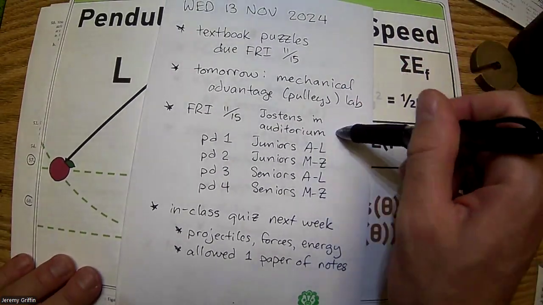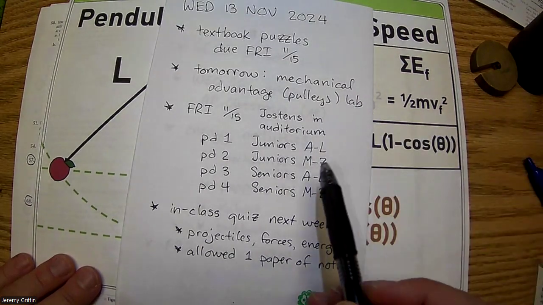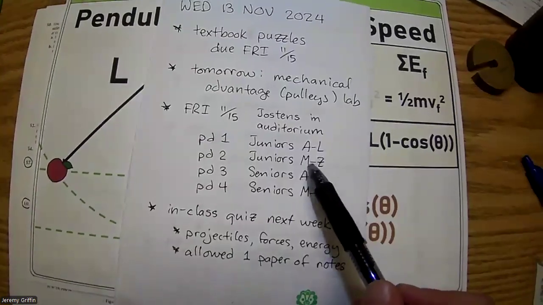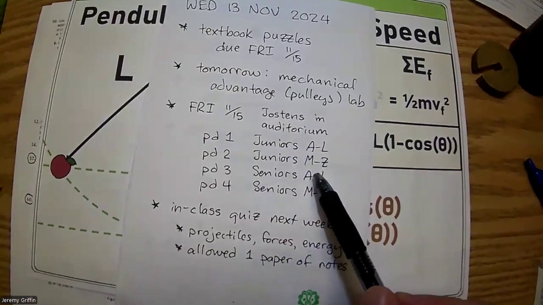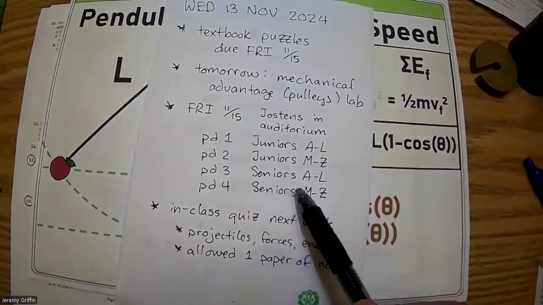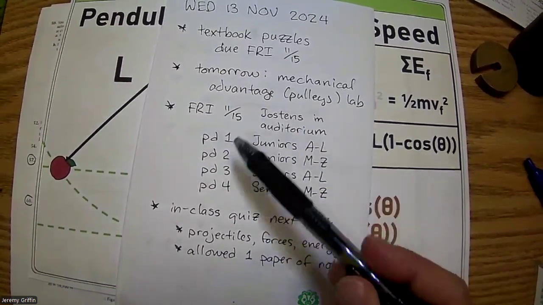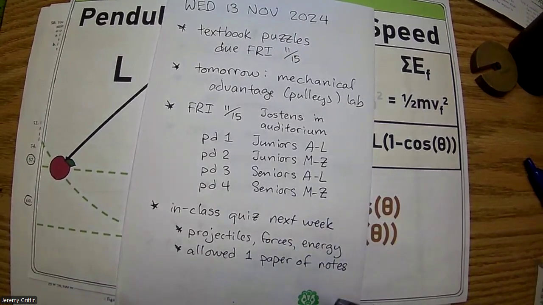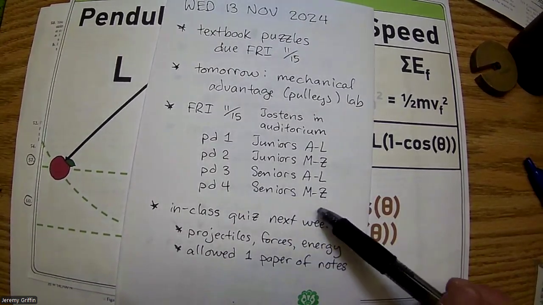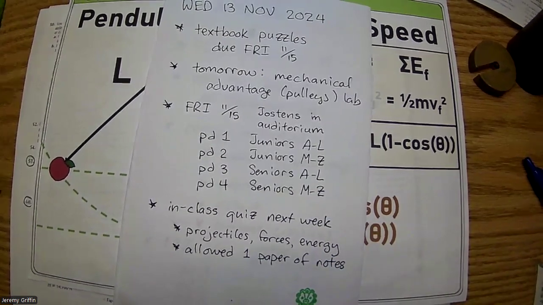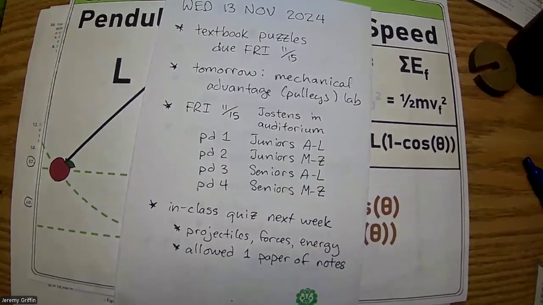Friday, there's Jostens in the auditorium. So they're splitting you guys up like this. Period 1 is going to be juniors, last names A through L. Period 2 is juniors, last names M through Z. Period 3, seniors, last names A through L. Period 4, seniors, last names M through Z. Most of my students are juniors or seniors, so I think I'll probably do a Kahoot on Friday. So you guys can learn some stuff if you're here. And if you're not here, then probably be all right.